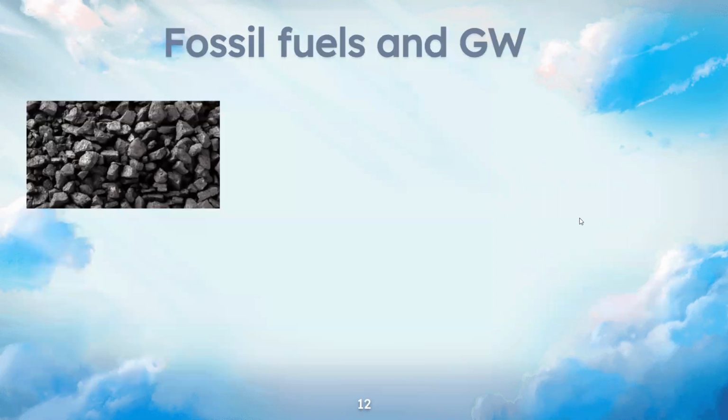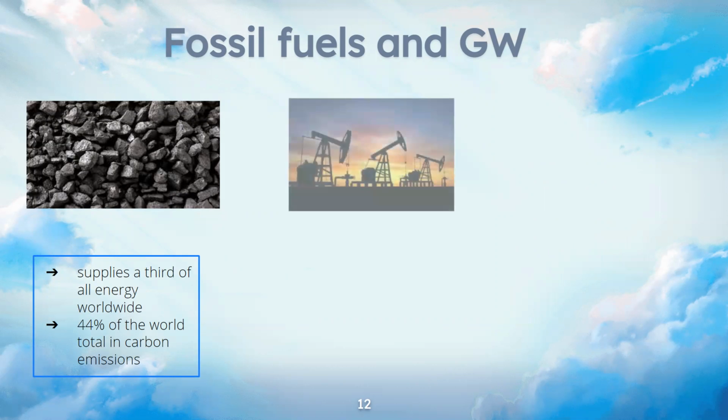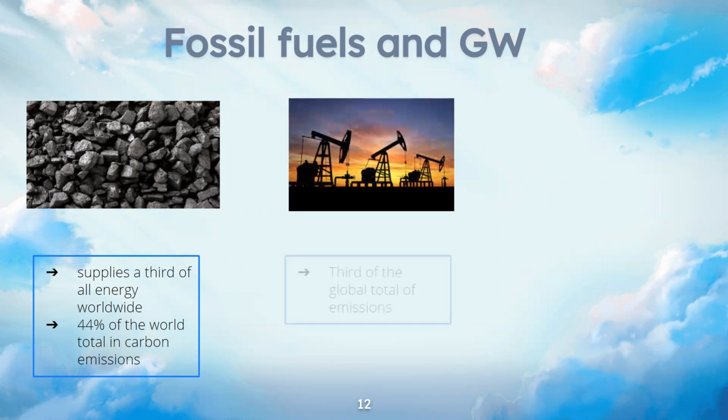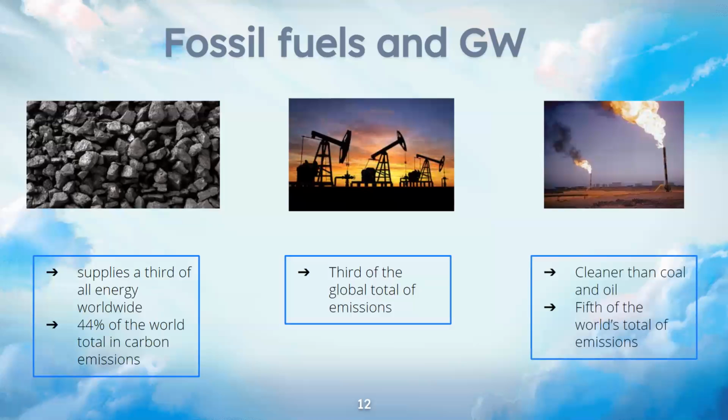For example, although coal supplies a third of all energy worldwide, 44% of the world total in carbon dioxide emissions comes from burning coal, whereas the use of oil, petroleum, represents about a third of the global total of emissions, and natural gas, although cleaner than coal and petroleum, accounts for a fifth of the world's total of emissions. Of these three, coal is the largest source of global temperature rise.